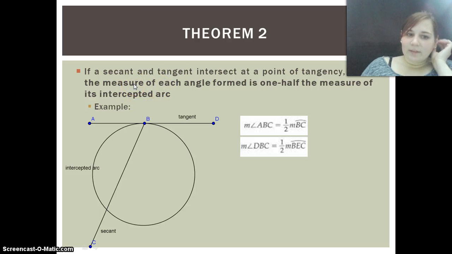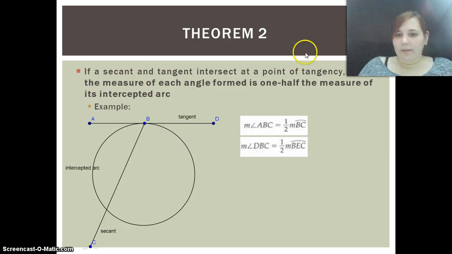Theorem 2. If a secant and tangent intersect at a point of tangency, then the measure of each angle formed is 1/2 the measure of the intercepted arc. So in our example, we have a tangent line and a secant line that intersect, and they form this intercepted arc. So if we wanted to find the measurement of ABC, we take 1/2 of our intercepted arc here.